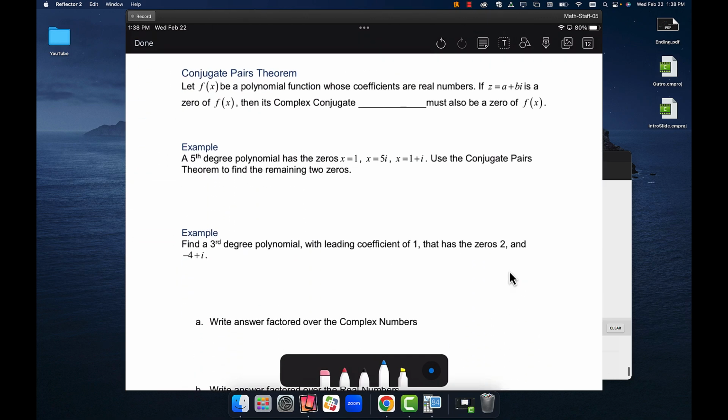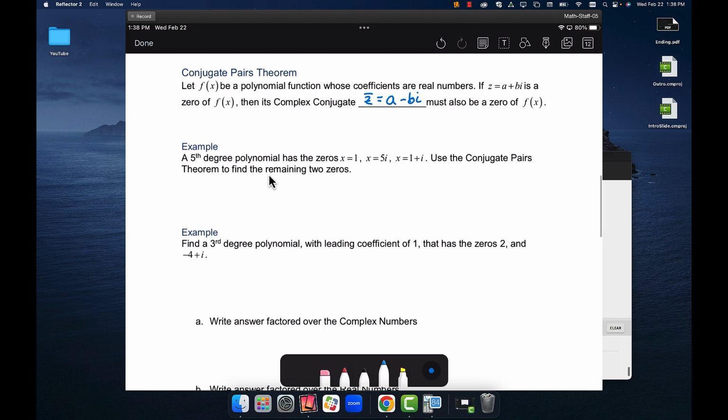Next, we have the conjugate pairs theorem. Let f be a polynomial function whose coefficients are real numbers, and if z equals a plus bi is a zero of f, then its conjugate is also a zero. And the conjugate we're going to denote as z bar. And remember the conjugate from back in chapter 1? The conjugate of z is a minus bi. You change the sign of the imaginary number. So this b becomes a minus b.